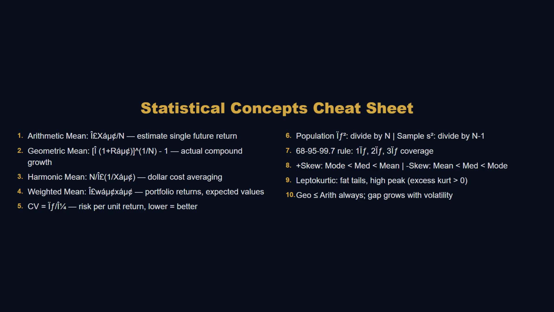Standard deviation: square root of variance. The measure of risk. CV: standard deviation divided by mean. Compares risk across different investments. Lower is better. Positive skew: mode less than median, less than mean. Negative skew: reverse. Leptokurtic: fat tails, high peak, excess kurtosis greater than 0.